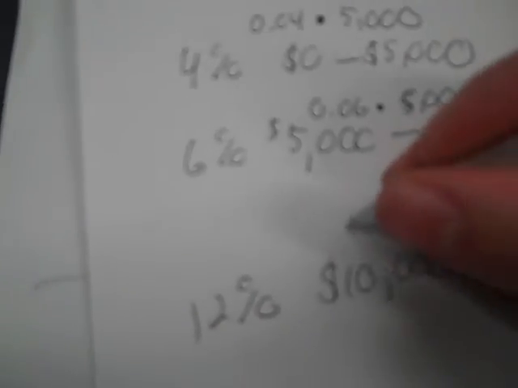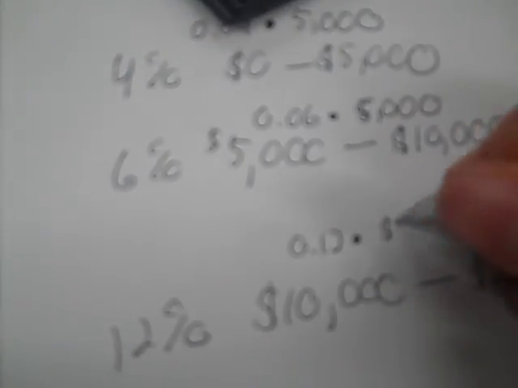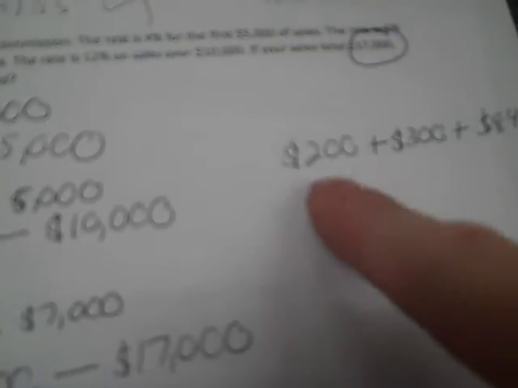Plus 12, so I divide 12 by 100. 0.12 times, and then I minus these. 7,000, okay? Okay, and then I multiply. 840. Okay, so I want to add these together then. $1,340.